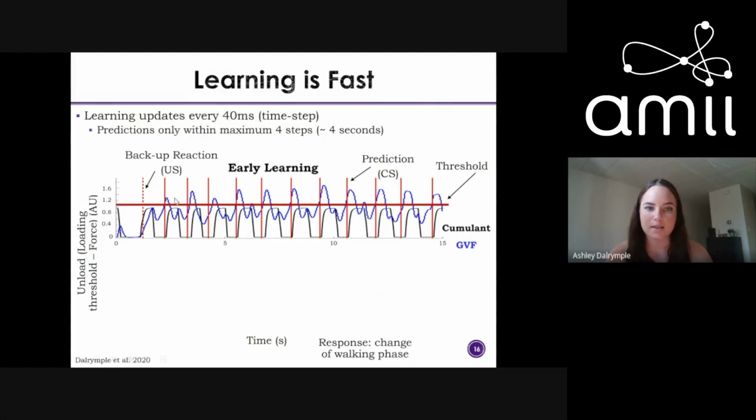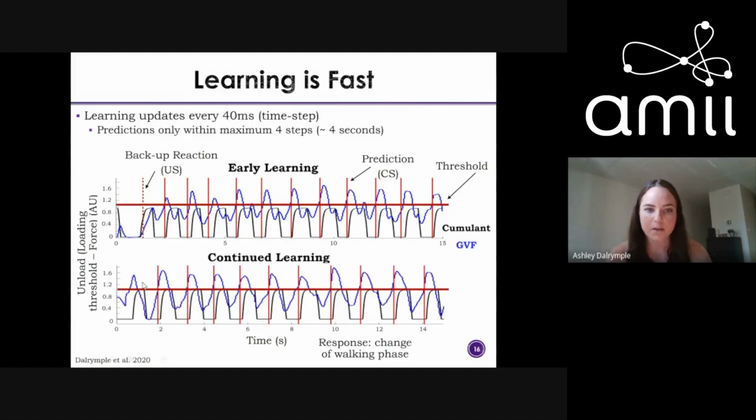But you can see now by the second step, we have the general value function rising before the cumulant. And so that threshold crossing now initiates the next phase of the walking cycle. And you can see by the solid lines that follow that trend continues. And then if we look at trials that continue over more than one trial, you can see now that the general value function is a lot smoother. So it does become a lot more accurate over time.